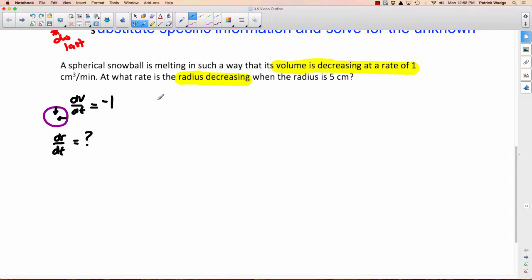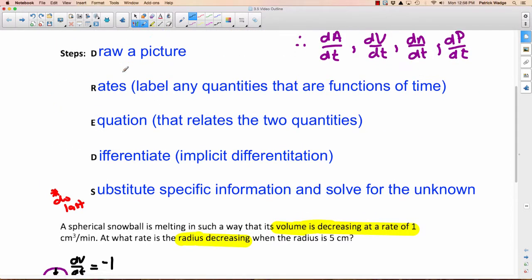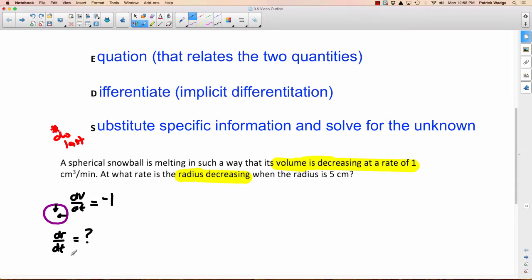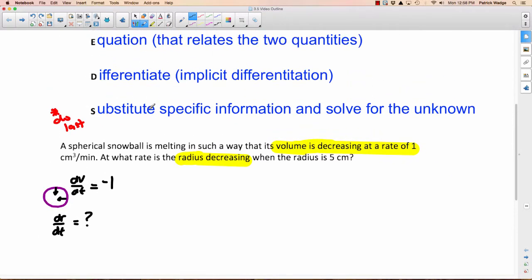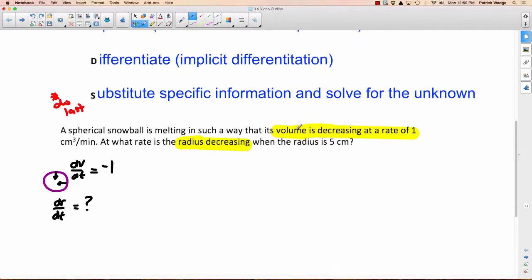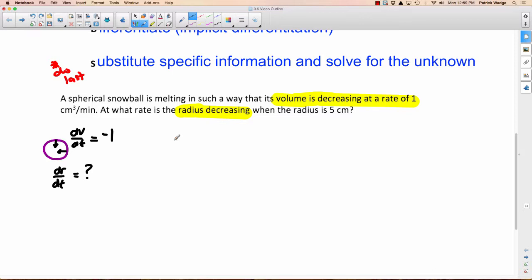Now, in this case, we've drawn the picture, we've labeled the rates. Here's the one we know, here's the one we want to know. The next thing we want to do is find an equation that relates the two quantities. So we need an equation that relates the volume of the sphere and the radius. Well, it's pretty easy because there's a formula that relates volume of a sphere and radius. It's the volume of a sphere formula, which is V equals 4/3 pi r cubed.